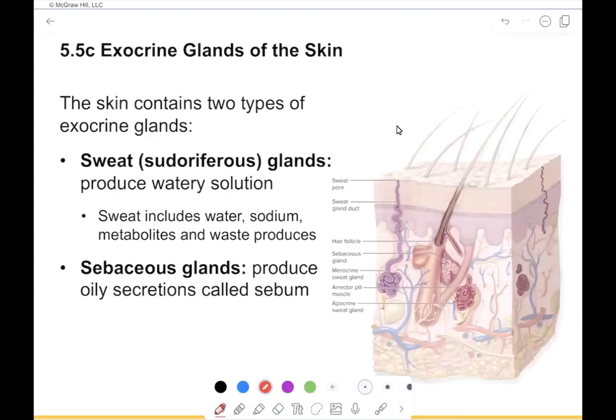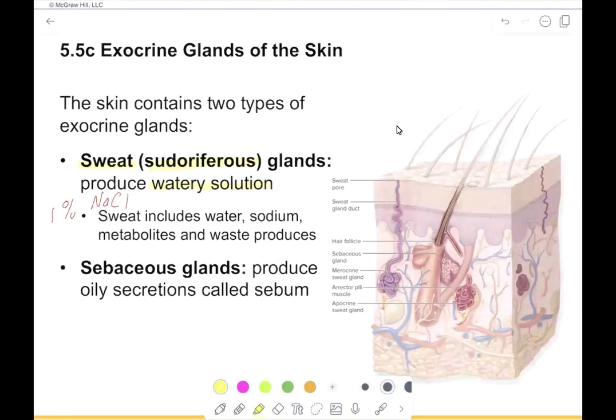The exocrine glands of the skin include two major types. The first of which is the sweat glands, which are also called sudoriferous glands. And they produce a predominantly watery solution. There's about 1% of salt that's in this solution, but it's mostly water.